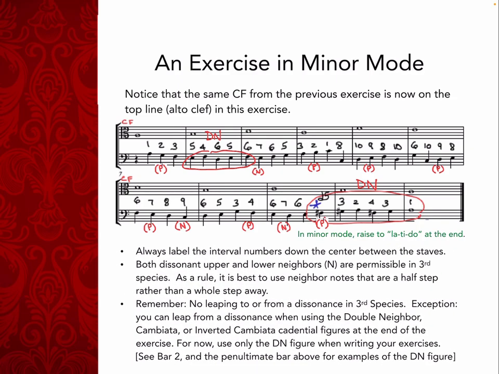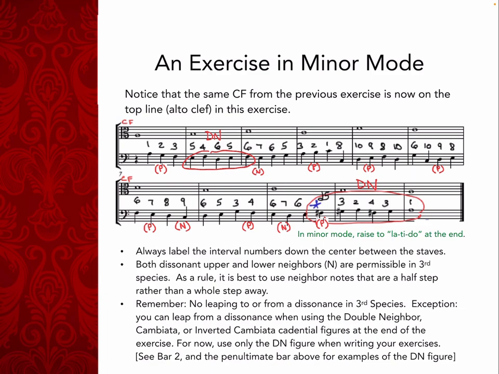Now you notice in this exercise, I labeled the interval numbers down the center of the stave, so you always need to do that. This will help you check your work as well. You count the numbering from the bottom staff up to the top staff. I can't say that enough. Bottom staff going up to the top staff. That is how you derive the numbers, not the other way around.